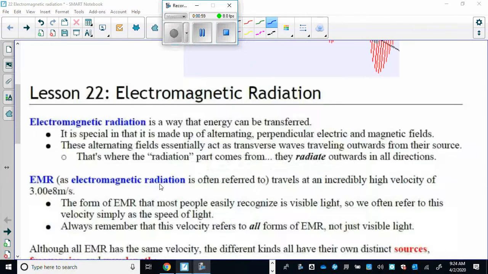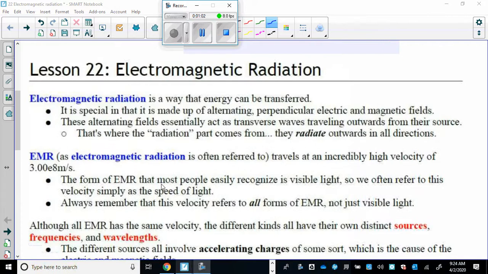Okay, so let's go through your notes. You can read through them. They're pretty straightforward. Let's just point out some highlights. Electromagnetic radiation is the way that energy can be transferred. That's pretty darn important. And then it talks about alternating fields essentially acting as transverse waves.